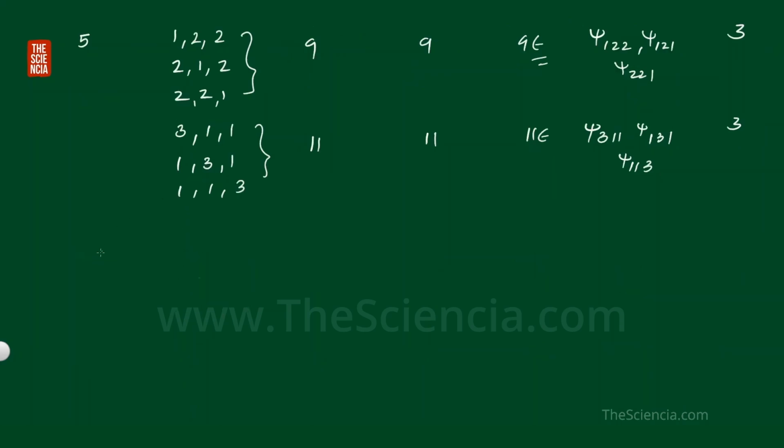Now the next one is 6. For 6, we can take a combination of nx equal to 1, ny equal to 2, and nz equal to 3. Other combinations are 1, 3, 2, and 2, 1, 3, 2, 3, 1, and the other combinations are 3, 1, 2, and 3, 2, 1. So there are a total of 6 combinations, and for all these 6 combinations, the value of nx square plus ny square plus nz square is the same, that is 14.